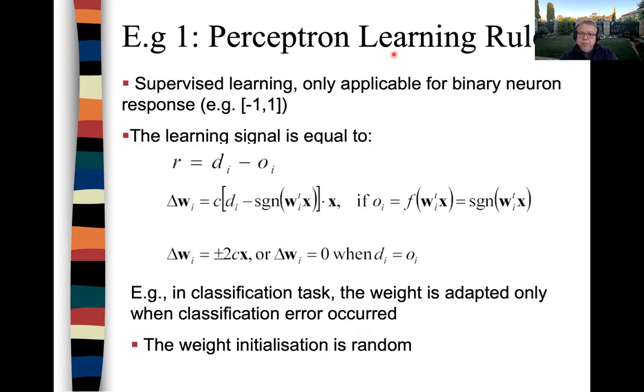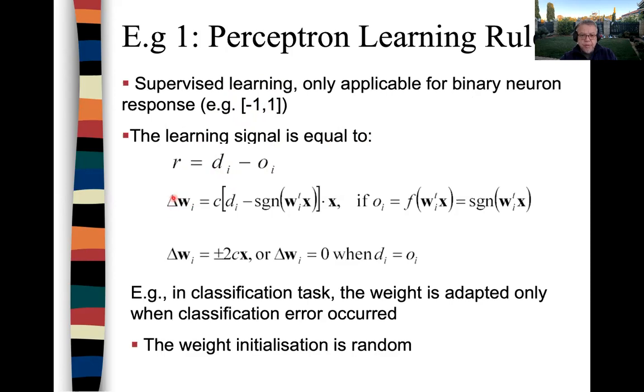So for example, the perceptron learning rule is a supervised learning rule only applicable for binary neuron response, meaning that your output can be plus one or minus one. So your activation function is the sine function, okay? And the learning signal R is equal to the difference between the desired output and the actual output for this node I here.